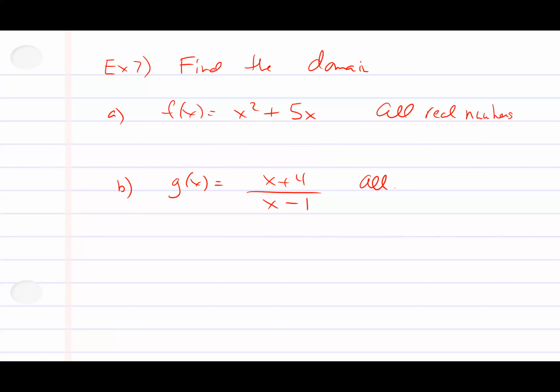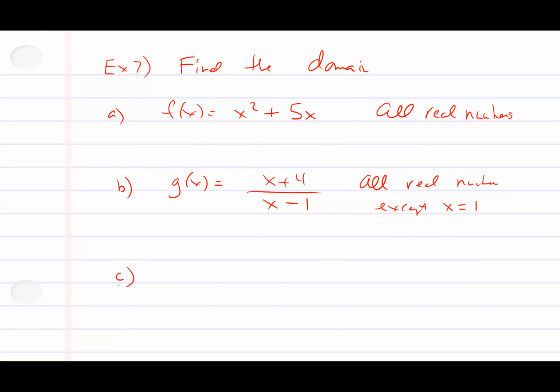No, because I can still put a negative 12 into here, right? It's just I can't put 1 itself. So all real numbers, except x is equal to 1. It's only one little dot that it can't be.